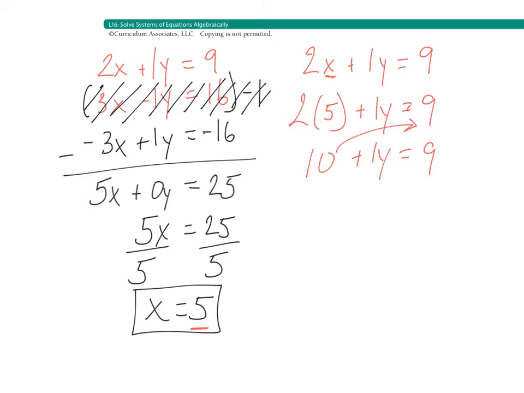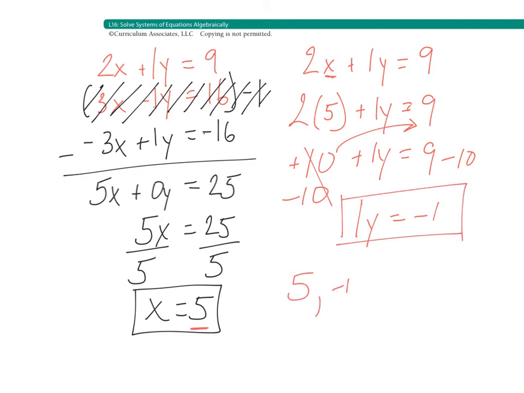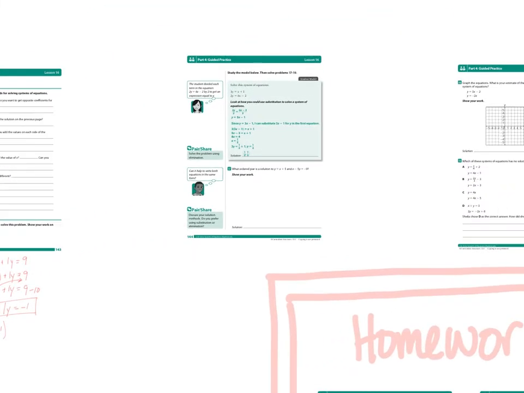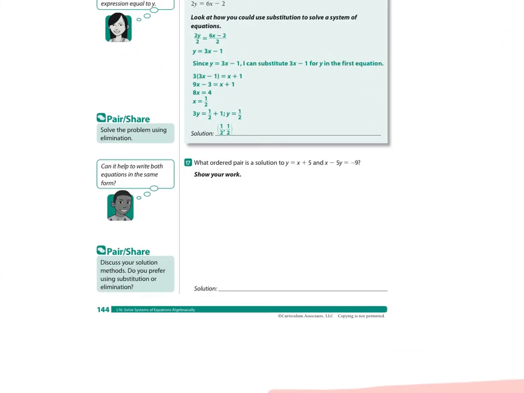10 needs to move over here. So it's a positive 10. Opposite would be negative 10. Right? Or subtract 10. 1y equals negative 1. Okay, there's your two answers. If you want to write them like an ordered pair, 5 comma negative 1. Okay, so that's good. Onward we go.